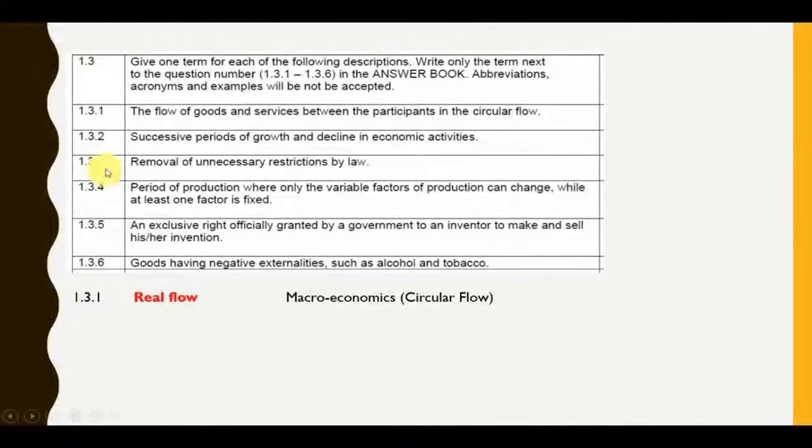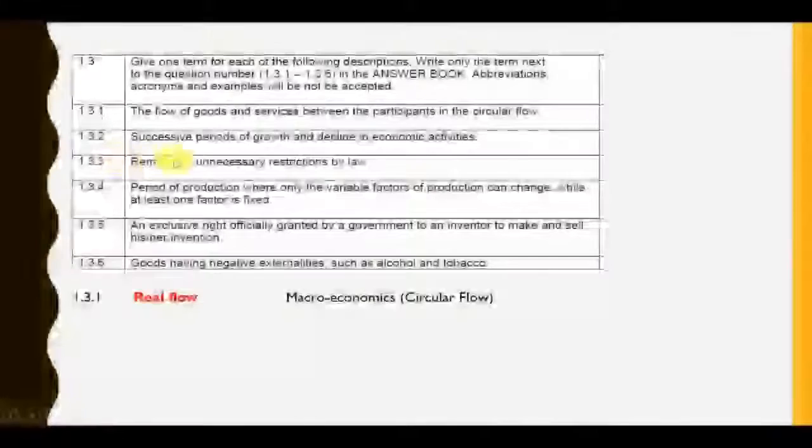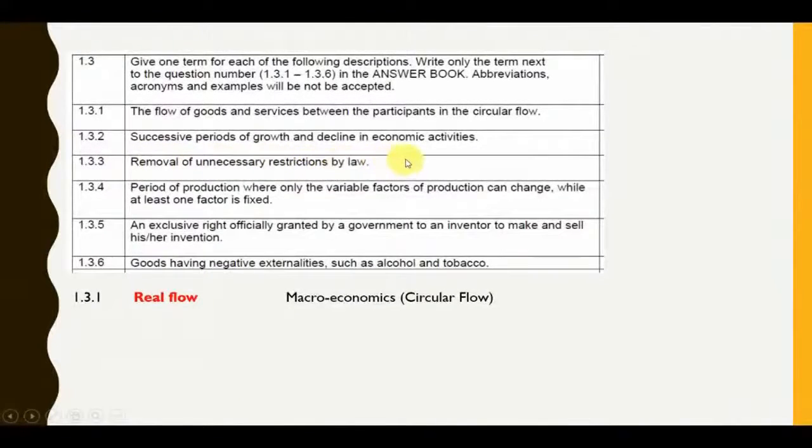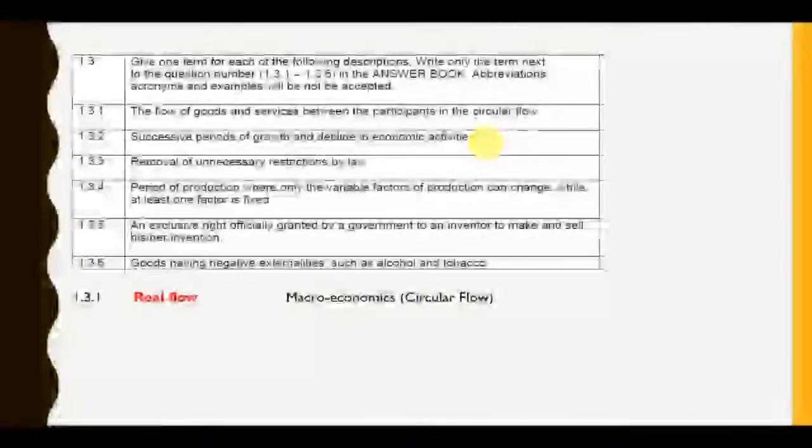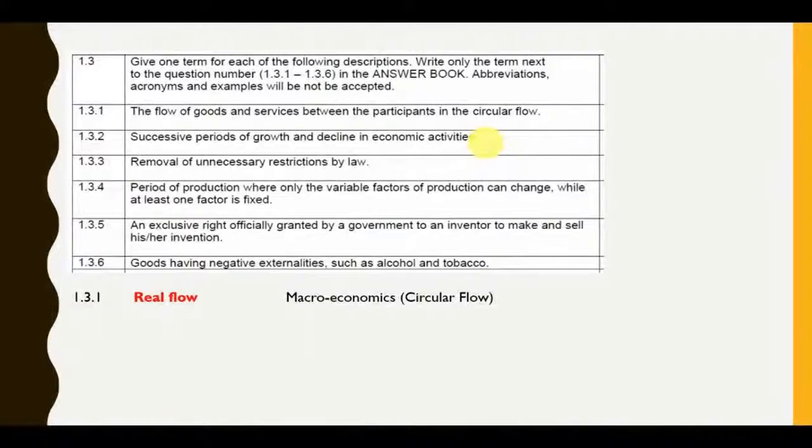Right, the second one, everybody. Successive is one after the other, grade 12s. Successive periods of growth and decline in economic activities. So what in economics shows us when economic activities are growing and when they are slowing down? What is that called? No one has used the chat box yet. Would anyone like to be the first and put their answer into the chat box, grade 12s? 1.3.2. Does anyone know? And be brave enough to pop their answer in the chat box.